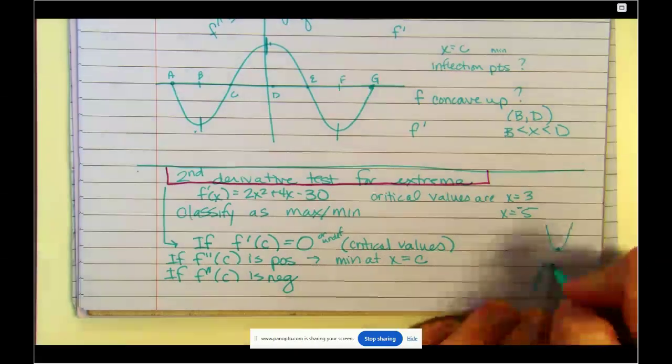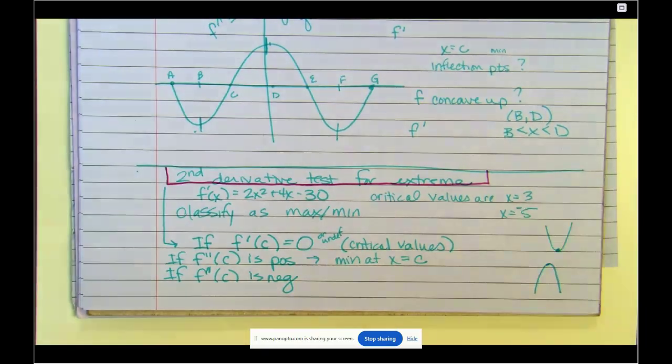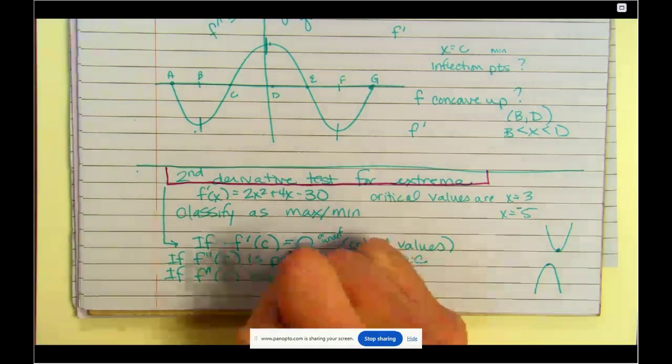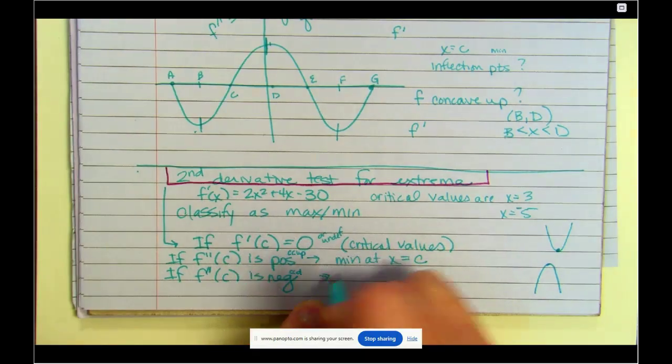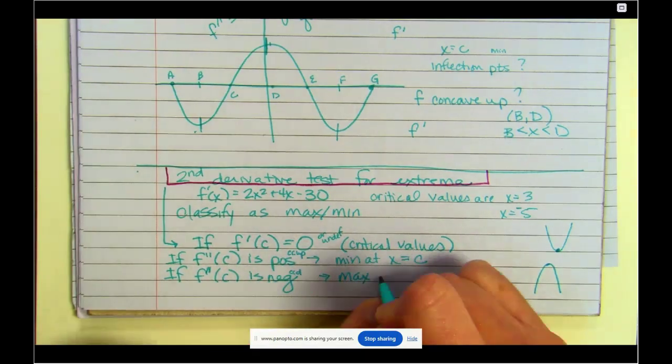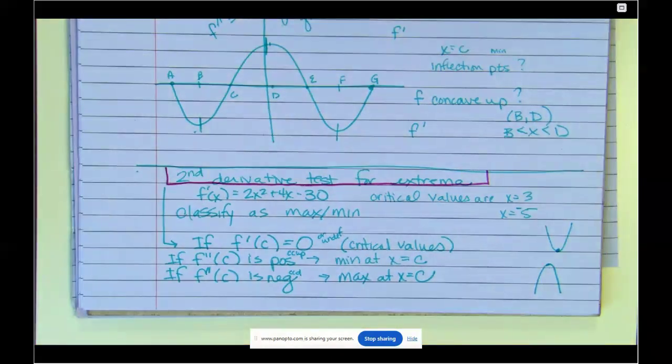Okay, if you have a maximum, what is it? Concave down, right? So positive is concave up, negative is concave down, which means there would be a maximum at x equals c. This is actually very easy. Caleb, I heard you say this seems like it's hard.